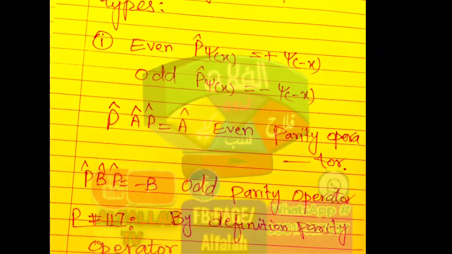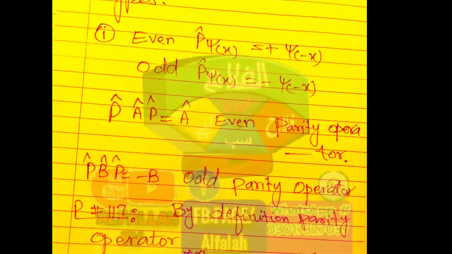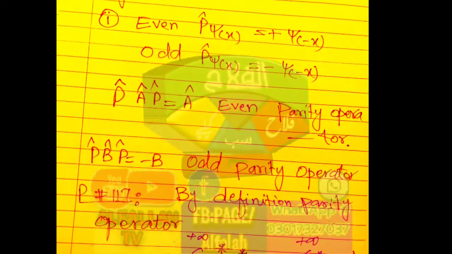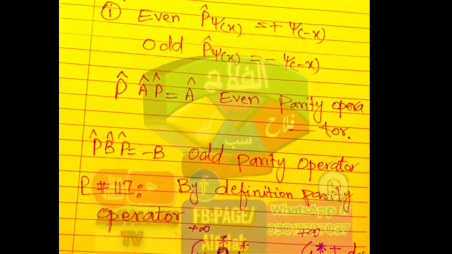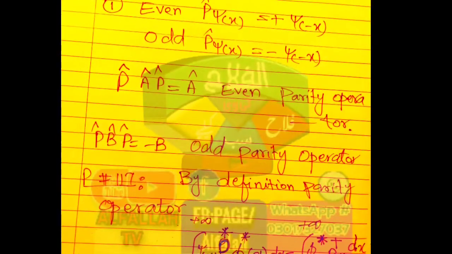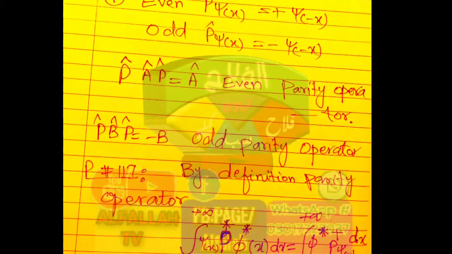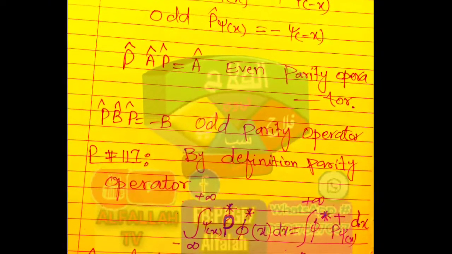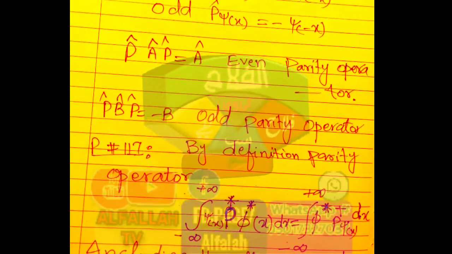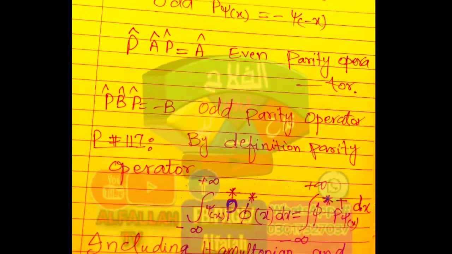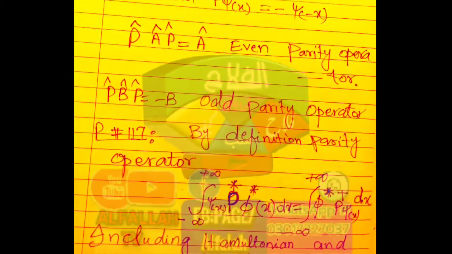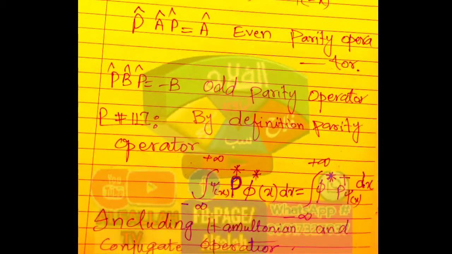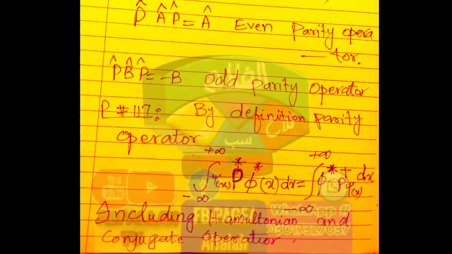Operations are as follows: P a is equal to a, an even parity operator. P b is equal to minus b, an odd parity operator. Point number 117, by definition the parity operator is given by the equation: integral from minus infinity to plus infinity of psi star of x, P phi of x dx is equal to the integral from minus infinity to plus infinity of phi star, P transformed psi of x dx, including the Hamiltonian and conjugate operator.